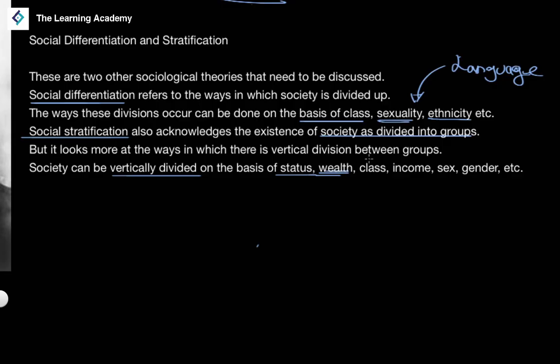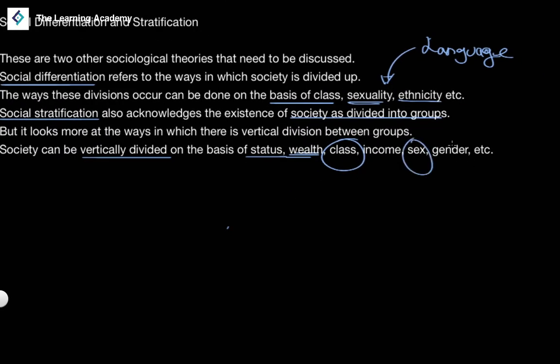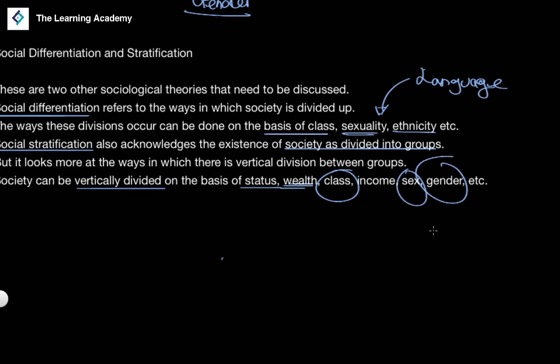If you're a Marxist, if you want to look at a Marxist analysis of social stratification, you would talk about the basis of class and the way class division and class antagonism determines the stratification, the hierarchical structure of different groups. But it can also be other factors like sex and gender. The ways in which people are viewed in society can also depend on their sex and their gender.